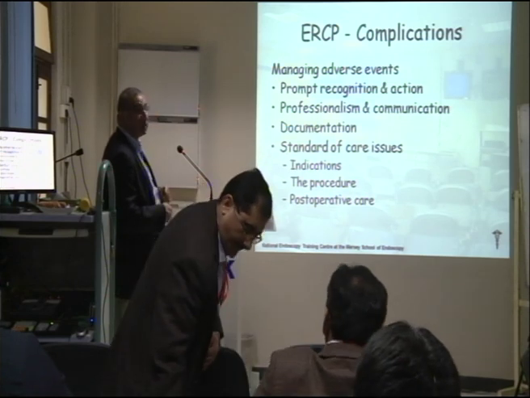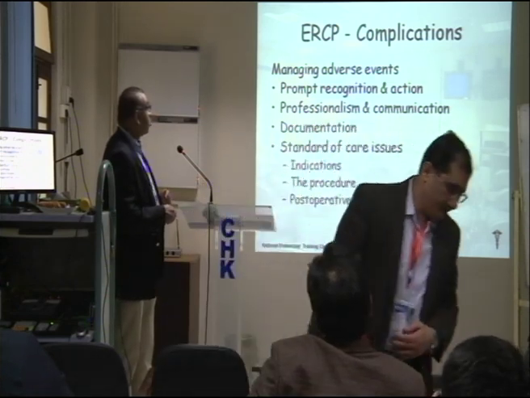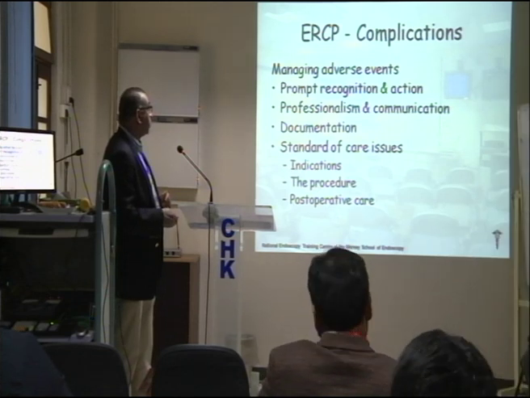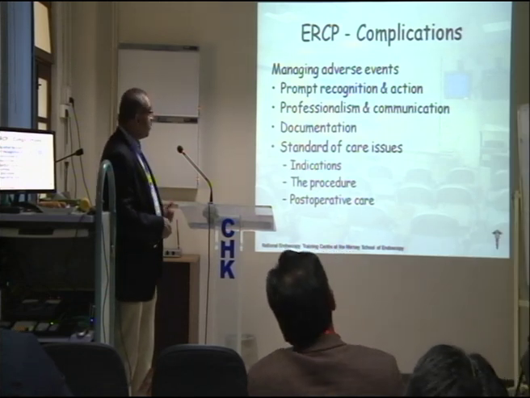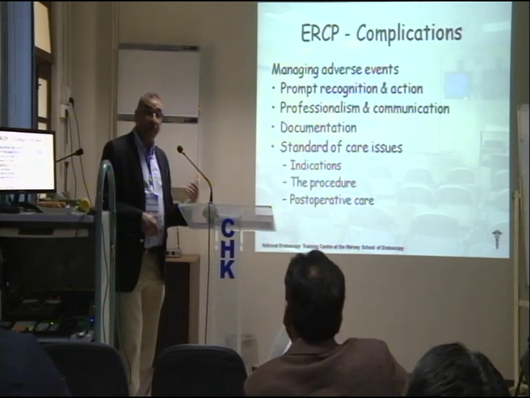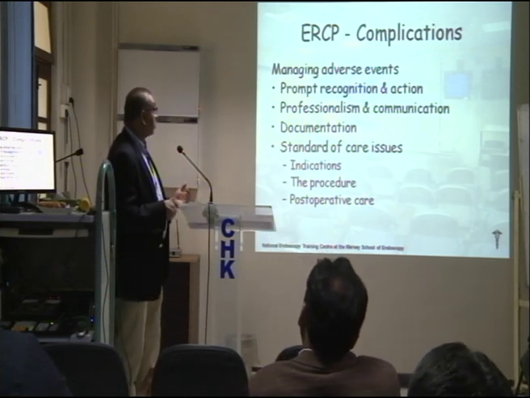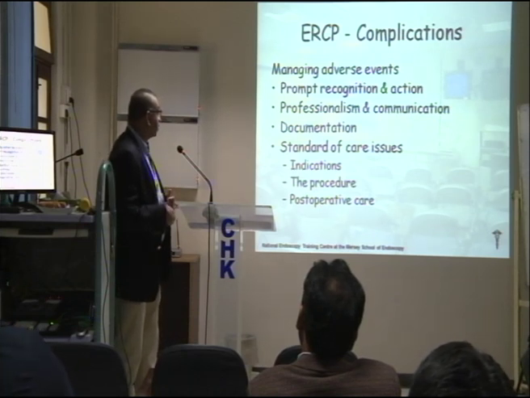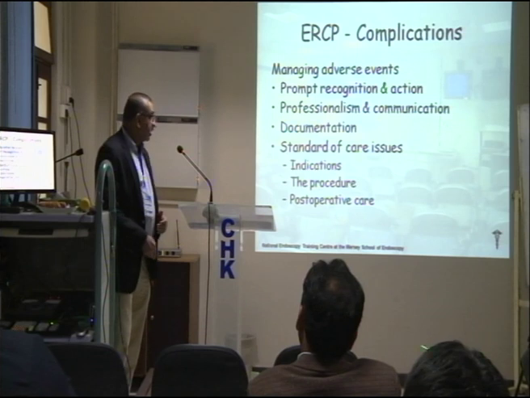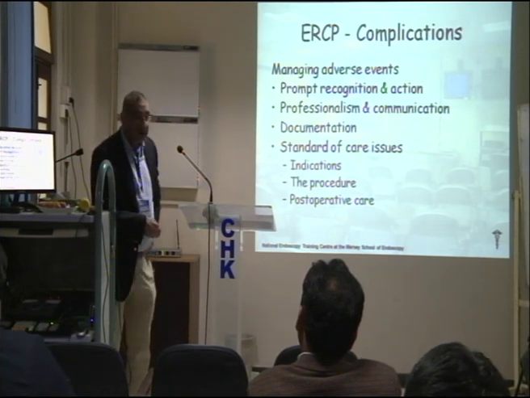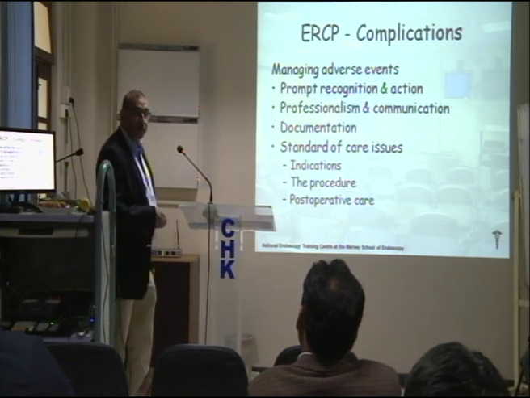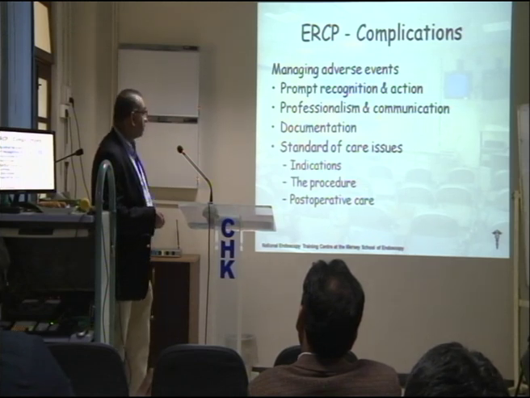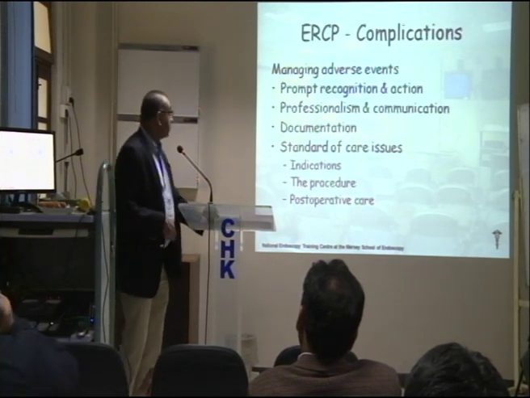Always prompt recognition and owning of the complication. Do not push it under the carpet. Professionalism and communication: if a complication has occurred, inform the patient, inform the family that that has occurred and that you are working on it. Documentation is important. Standard of care issues. Always think of whether that procedure was really needed. Always think of whether that was the right procedure, whether an EUS would have been better or an MRCP would have been better, and post-operative care.